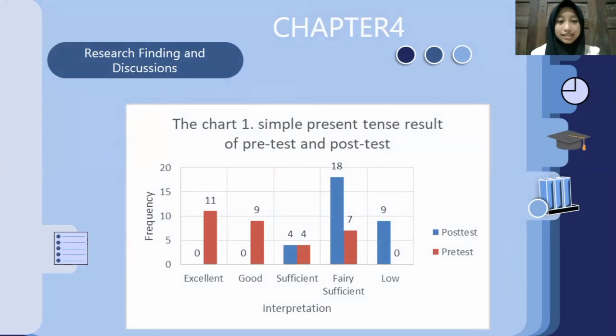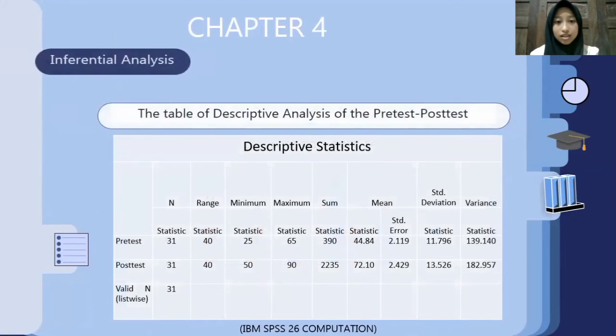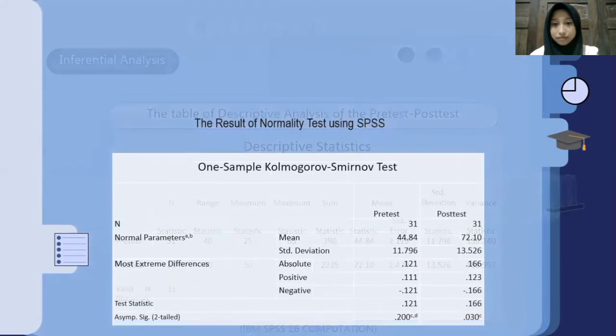Chapter 4, Research Finding and Discussion. You can see on the screen that there are significant differences between pre-test and post-test. And then in detail, you can see the mean scores. The mean score of the pre-test is 44.84 and the mean score of the post-test is 72.10.